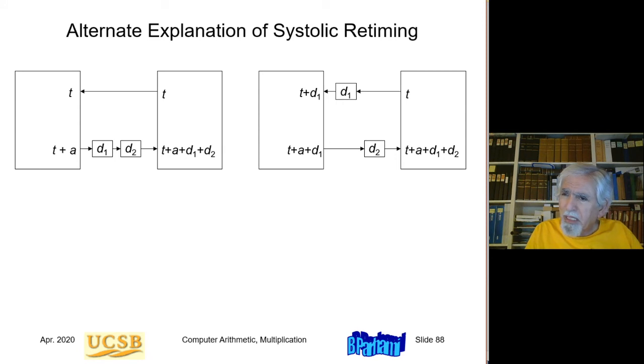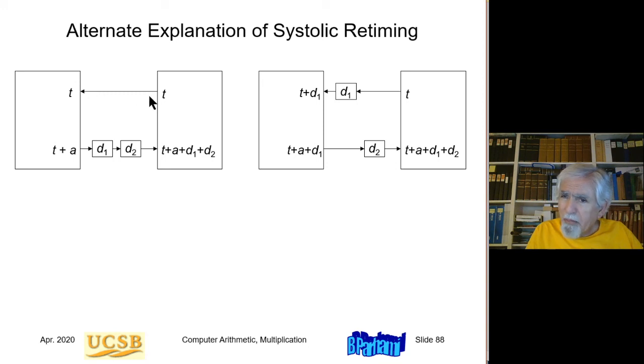Okay, so this is another way of looking at it, a different diagram showing the same thing. If I have a delay of D1 on this signal path, and a delay of D2 on this signal path, I can basically take this delay D1, remove it from there, basically reduce that by D1, and increase that by D1. And this circuit behaves in the same way. Or I can do just the opposite. I can start with this circuit and then transfer D1 units of delay from here to here.